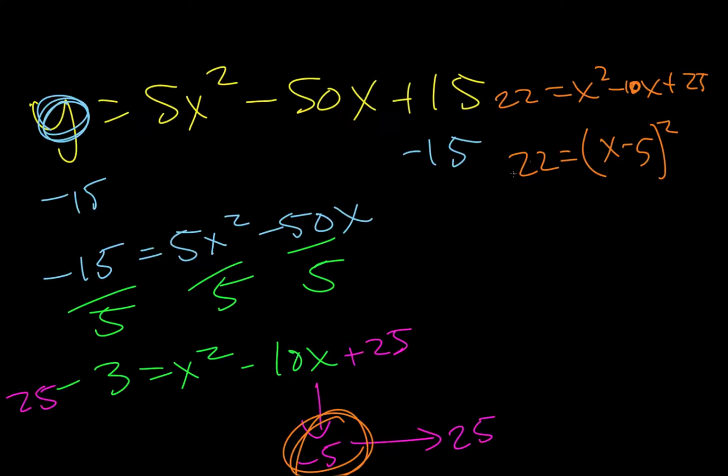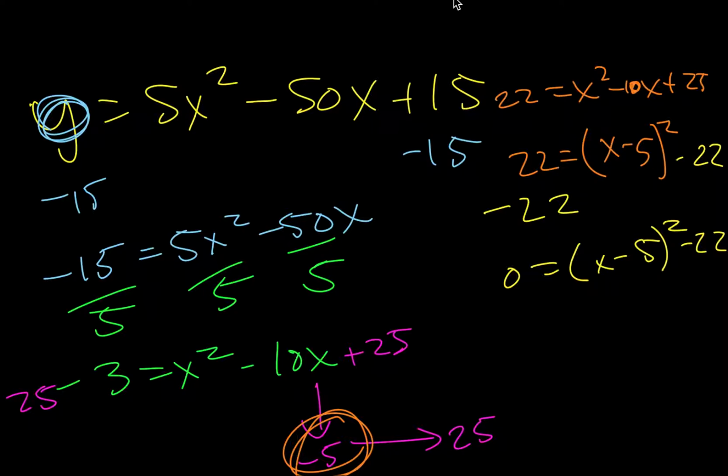Okay, now what we want to do is get this onto the other side. So minus 22, minus 22. And so we end up with 0, or y, because we're going to change the 0 back to a y. Or no, let's keep it 0 just for a second. So x minus 5 squared minus 22. I'm going to make the case that this is not the same thing, but I'm going to just show you that it's not.